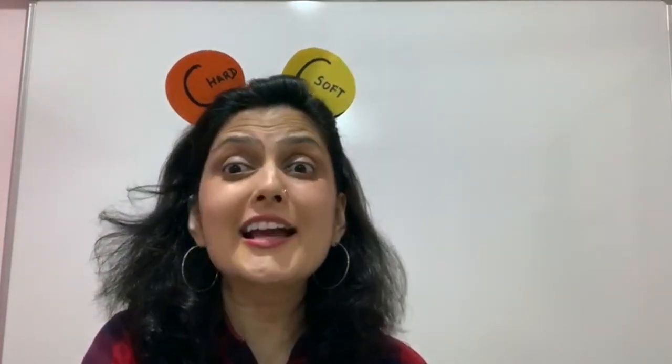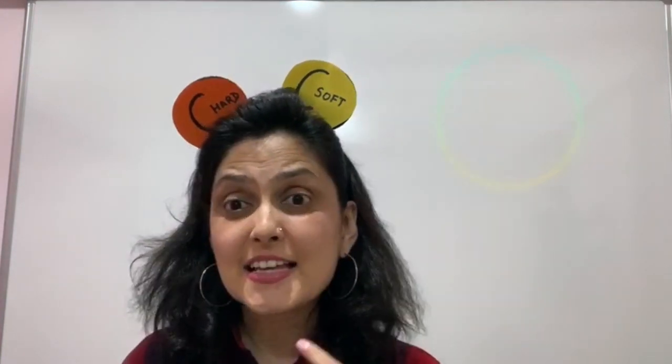A hard sound is the sound K. What is it? The sound K. And the soft sound is the sound S. What is that? S. Words with C don't all start with the S sound. The hard C makes the sound K, as in cat, caterpillar, camp. Yes? And the soft C makes the sound S. Cycle, circus, circle.